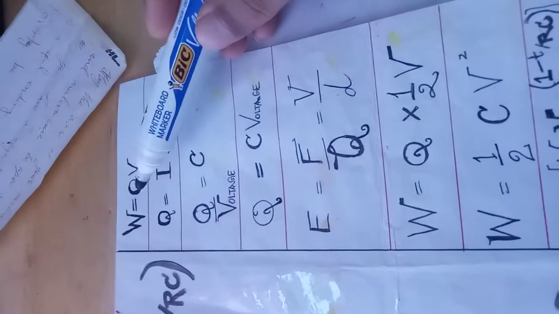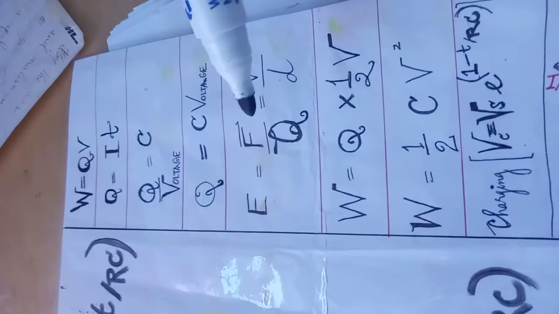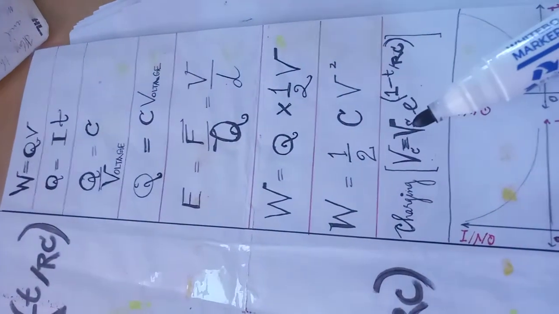And again, just look at these equations one more time. So that's W equals QV, and then I T, C equals Q over V, and then electric field equals F over Q, V over D, and then half QV, half CV squared. This is for charging, for current, charge, and for voltage. This is the discharging graph and the charging graph, and that's how things are. The rest are questions that I will do in a future video.